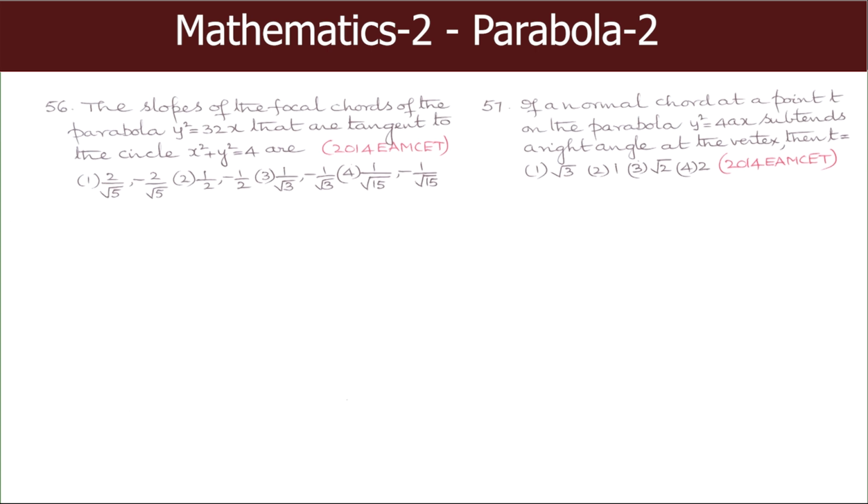56. The slopes of the focal chords of the parabola y square equal to 32x that are tangent to the circle x square plus y square equal to 4.